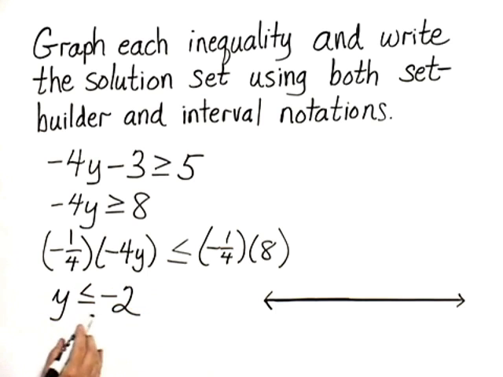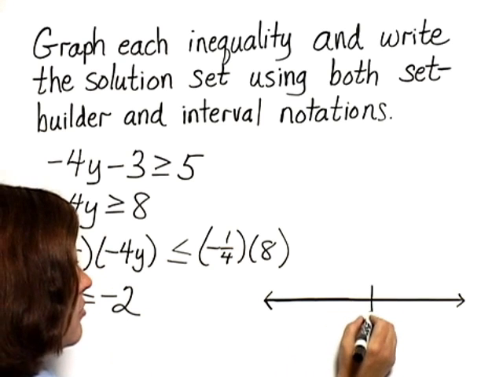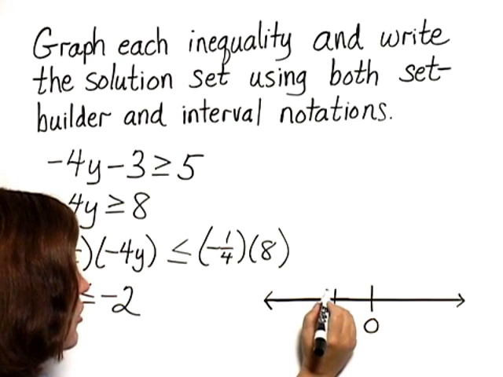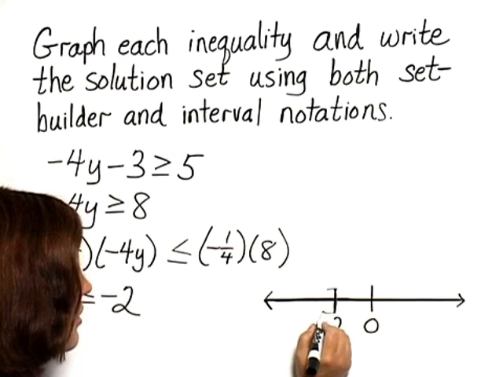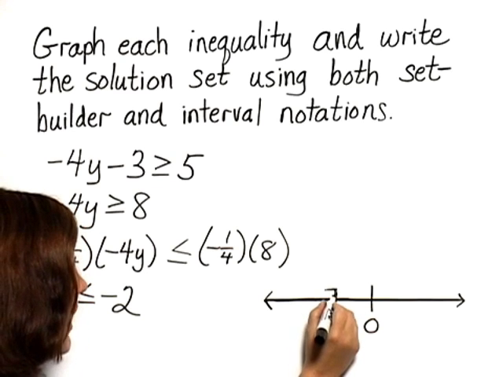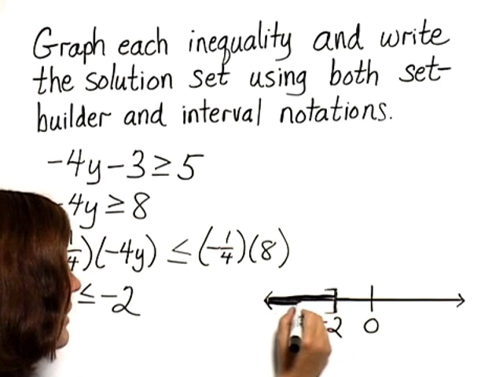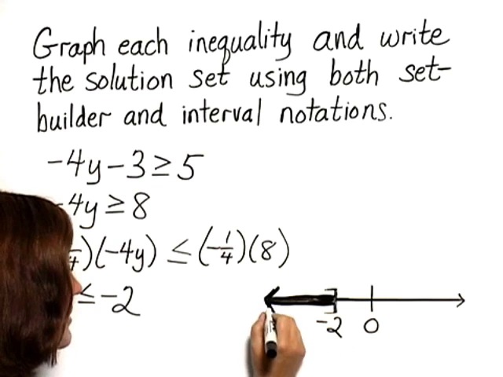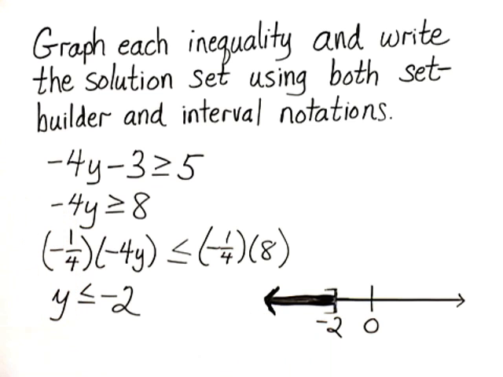I can graph this inequality by noting that the solution is all numbers less than or equal to negative 2. So I'll mark off a 0 and a negative 2, and then I'll use a bracket at negative 2 to show that I'm including negative 2 and all numbers less than negative 2. So this is the graph of all numbers less than or equal to negative 2.